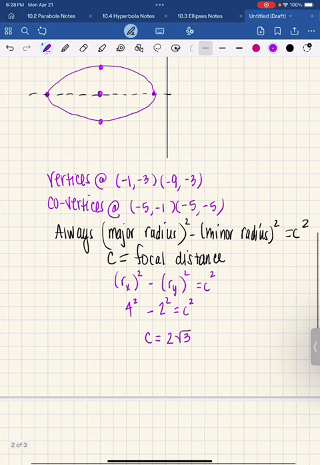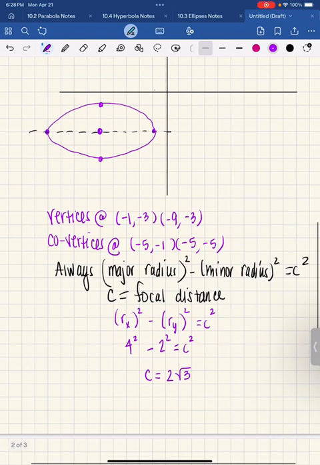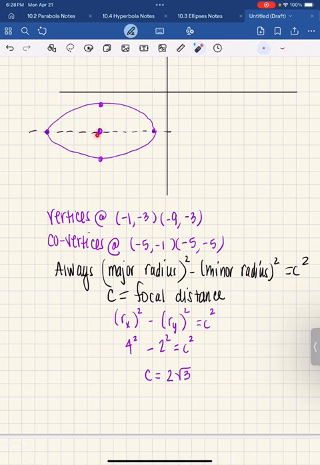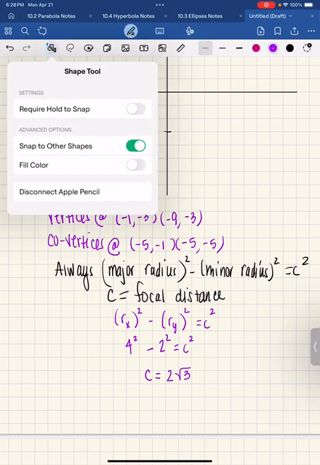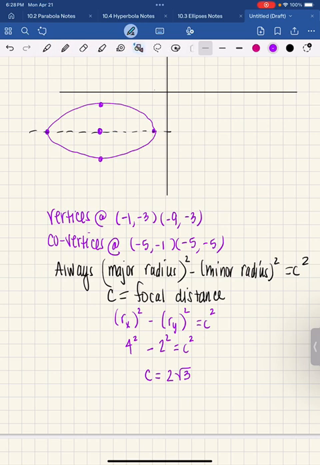So from the center, everything happens from the center, whether it's an ellipse or a circle, or when we talk about hyperbolas the next time I see you. So from my center, did I mention it's from the center? I'm going to move 2 root 3 to the right, and I'm going to move 2 root 3 to the left. I have no idea how much that is, but you better make sure that you are inside of the ellipse.